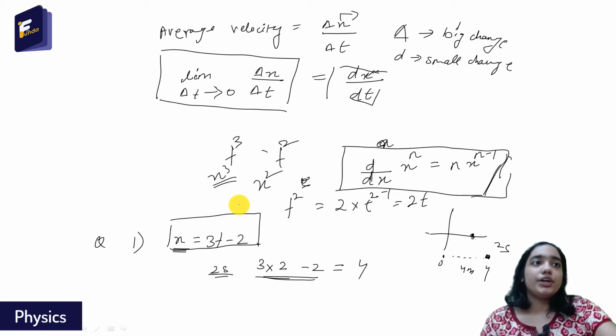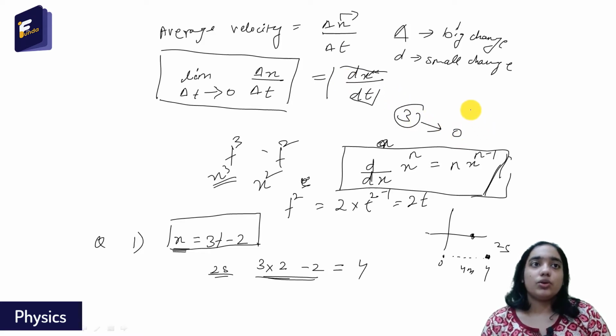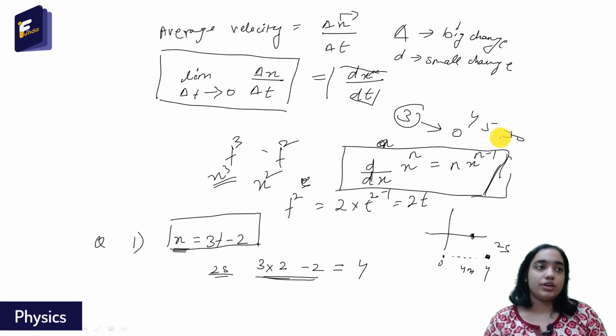And you already know the formula for differentiation. The derivative of a constant is 0. So if I ask what is the derivative of 3, then it will be 0. Also 4, 5, any constant, it will be 0, when we calculate the derivative.